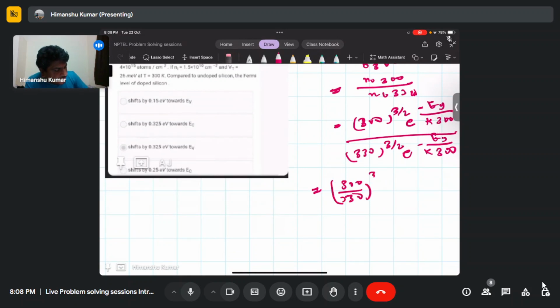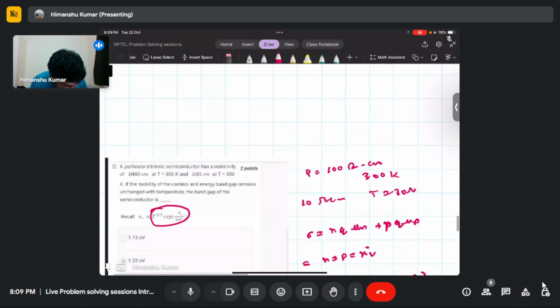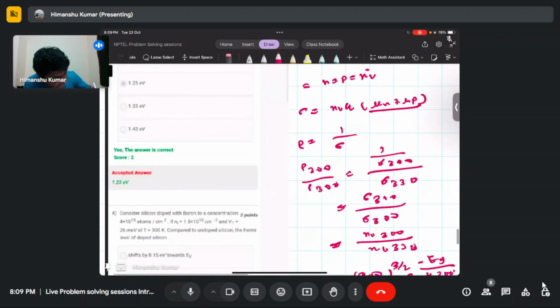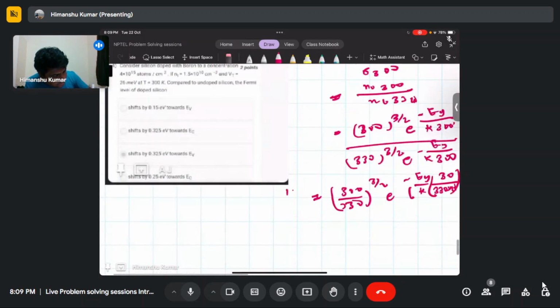power 3 by 2, exponential of minus Eg by k. Eg by k will come common, and you will remain with this. So this will become 30 by 330 times 300. So basically from this and that, you are given 330 is given 10 by, so the left side term is 10 by 100. So it will become 1 by 10.